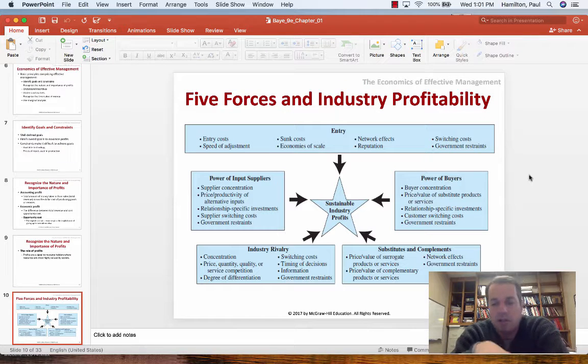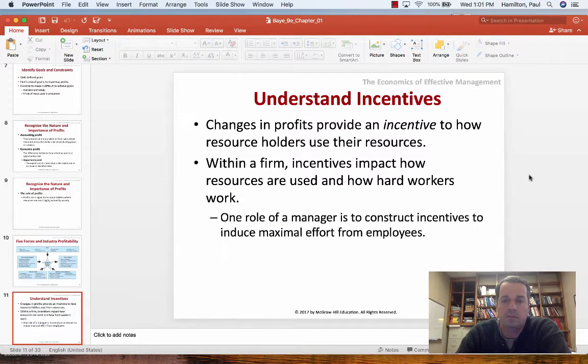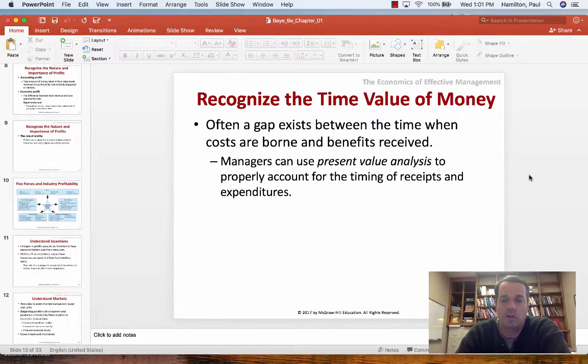So again, no reason to memorize these ideas, but just looking through it, I think will give you some of the ideas of how strategy and decision points arise. Sometimes pretty obviously, but sometimes a little more subtly. Things like reputation or economies of scale. So, right. Understand incentives, understand markets. Okay.